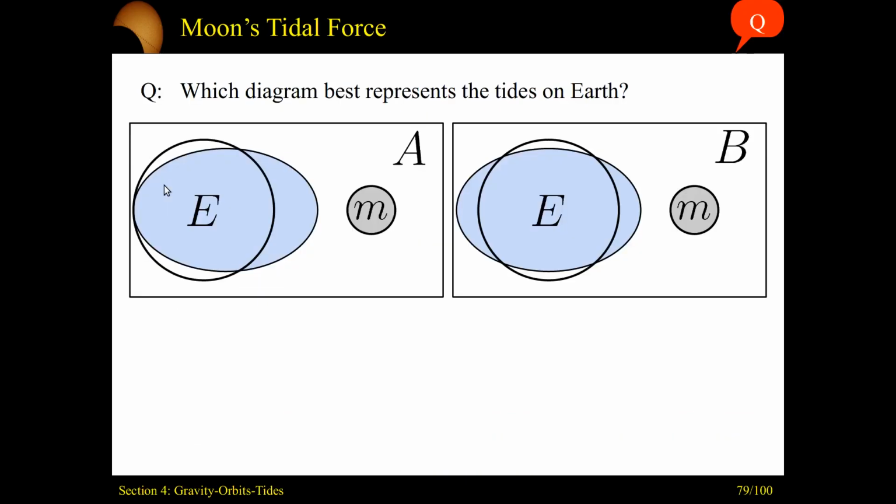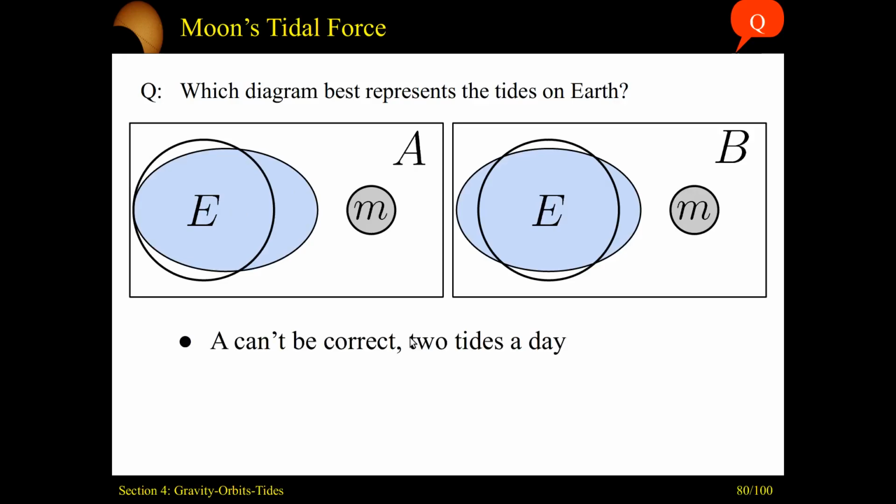And I'll start off with a little bit of a question. Let's see if this makes sense. Which diagram is the best representation of the tides? You'll have the moon, you'll have the Earth, and then you'll have the oceans, the bodies of water of the Earth. So which one makes sense? Go ahead and pause, think about it, come back.